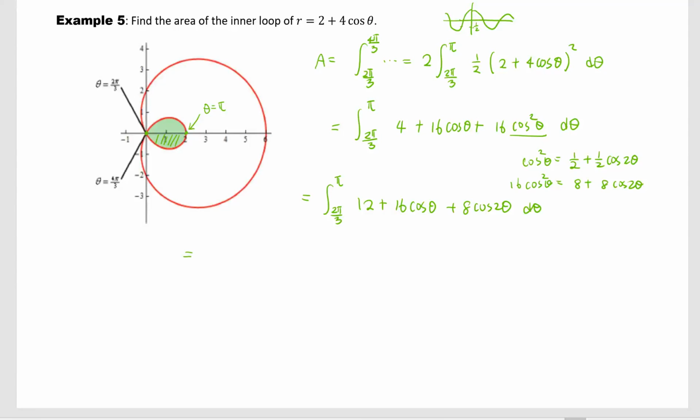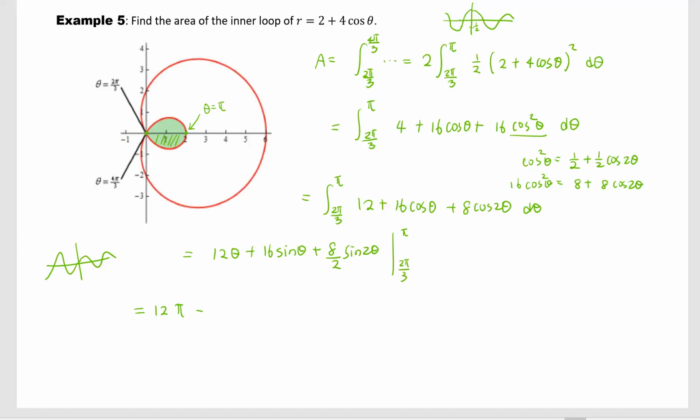Okay, integral of 12 is 12 theta, integral of cosine is sine, and integral of cosine 2 theta is sine, but you gotta divide it by 2. Evaluate from 2 pi over 3 to pi. So we plug in pi first, it's 12 pi, and sine pi is 0, sine 2 pi is 0. See, that's great. So we use the pi to plug in. Okay, many things are zeros.